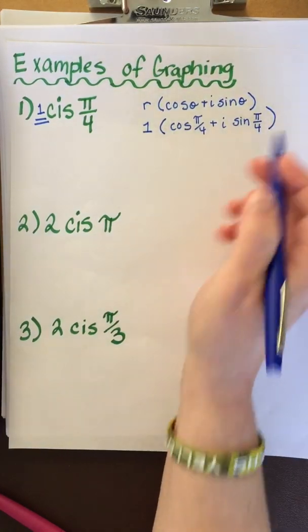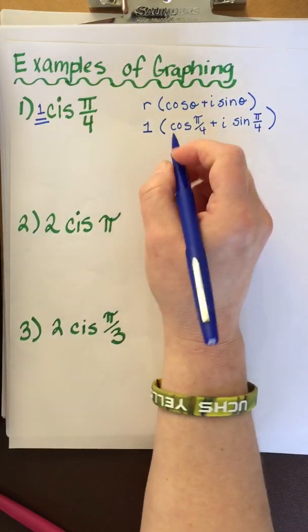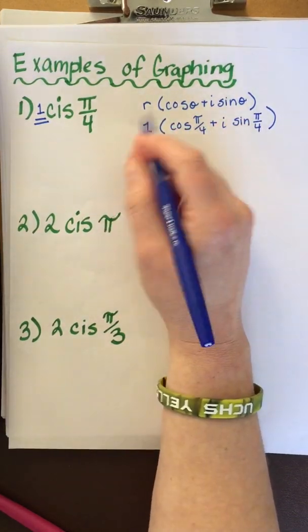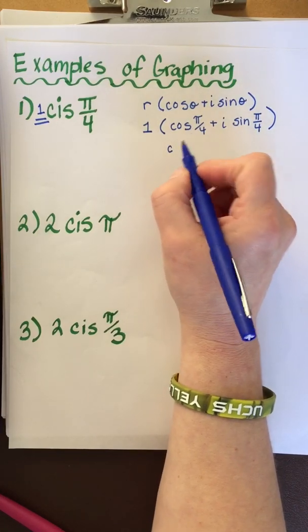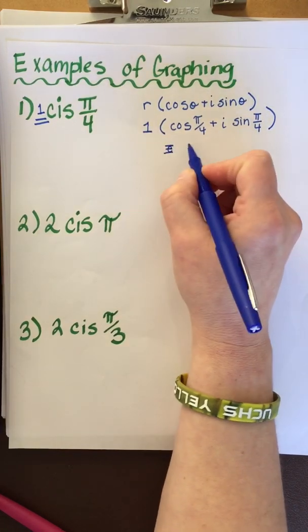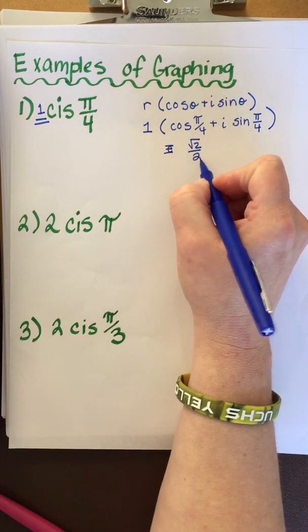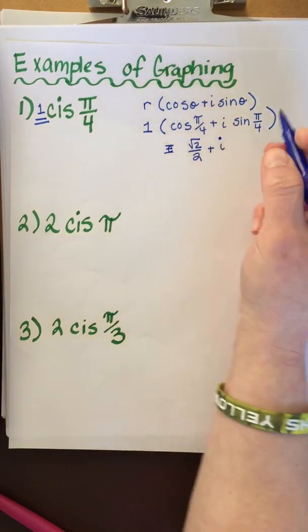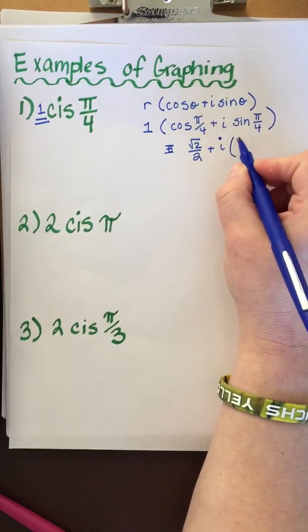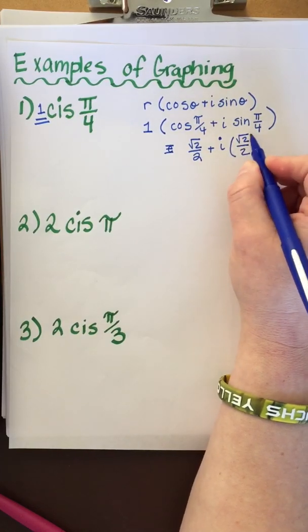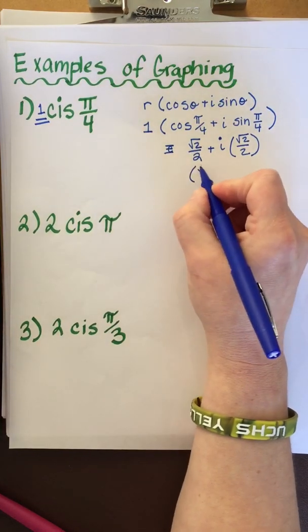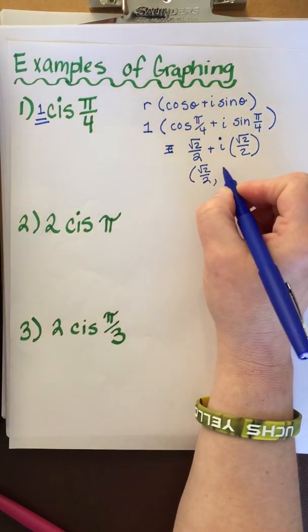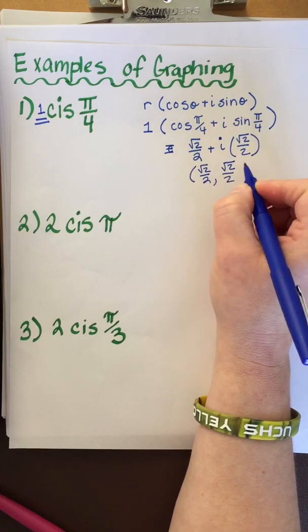All right, well, we know these values. That's just off the unit circle. So I'm going to drop the 1 here because we don't need it. So that would be the cosine of pi over 4, which is the square root of 2 over 2, plus i times the sine of pi over 4, which is also the square root of 2 over 2. So remember, we could write this as an ordered pair: the square root of 2 over 2, comma, the square root of 2 over 2.